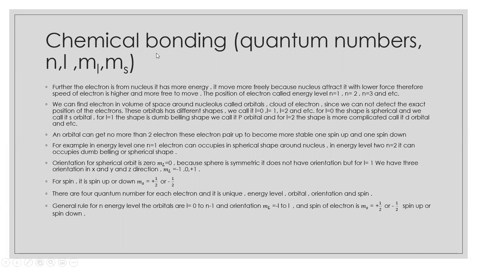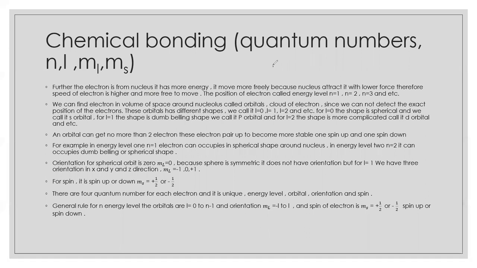Okay, now we want to talk about chemical bonding and quantum numbers. The quantum numbers are n, l, ml, ms. I want to see what is the meaning of each. So we know the farther the electron is from the nucleus, the more energy it has.